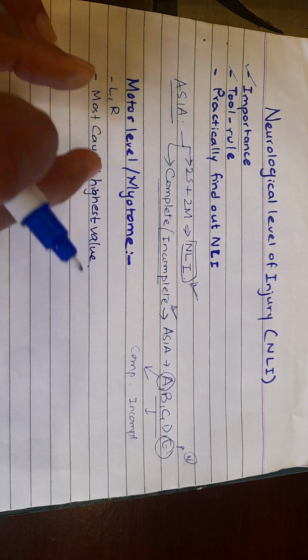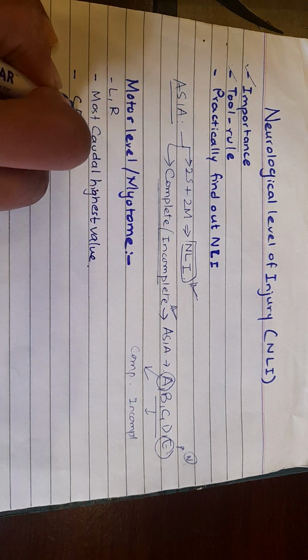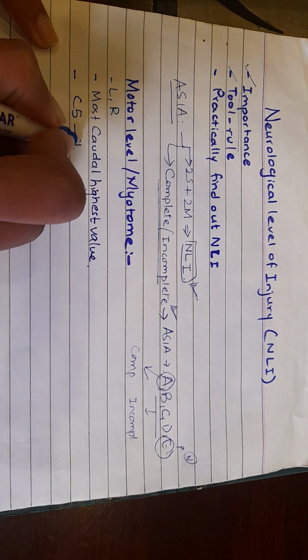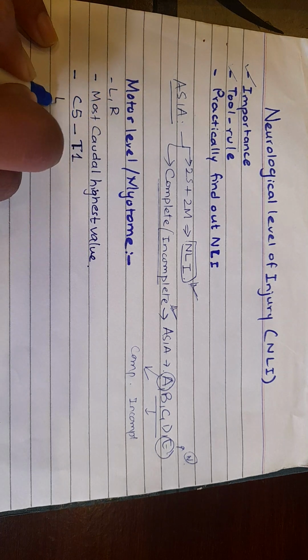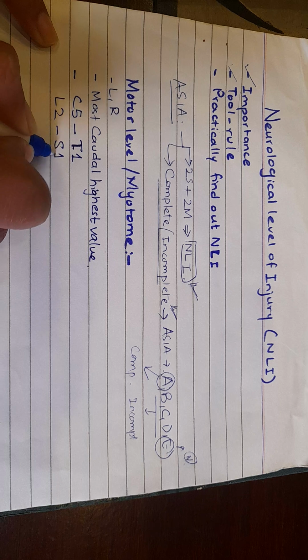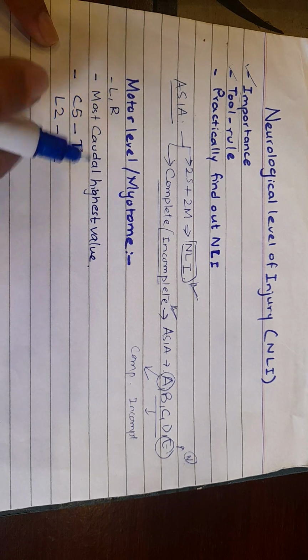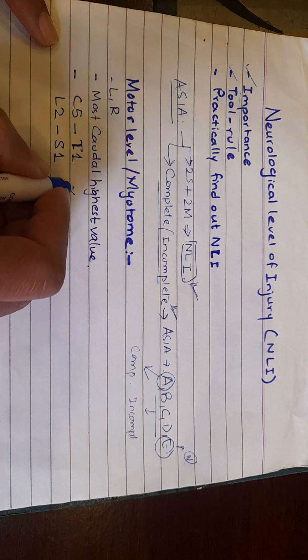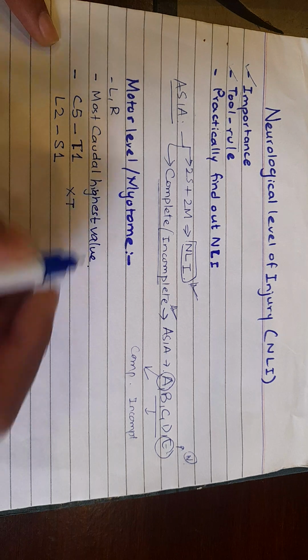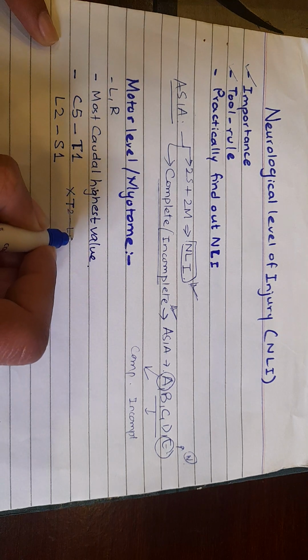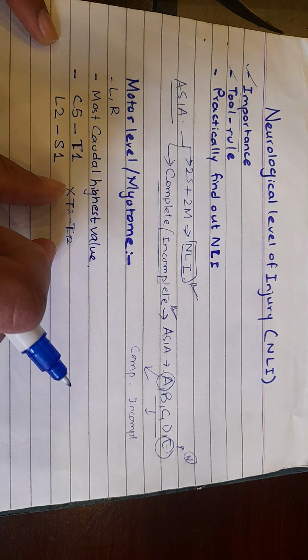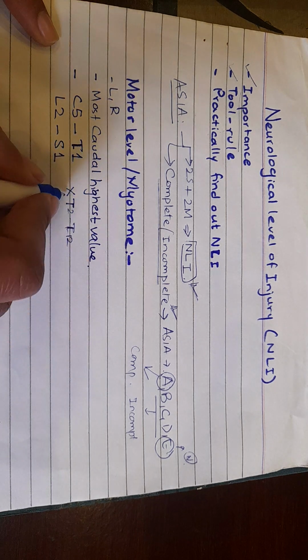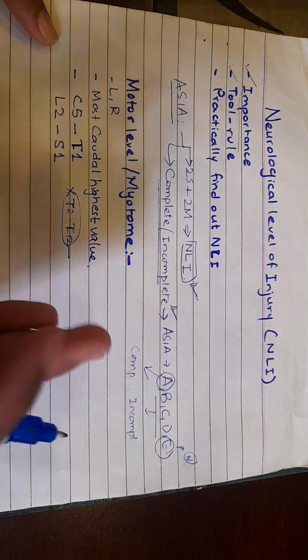Now what else is there? As you know, the motor level starts from C5 to T1 for the upper limb, and then from L2 to S1 for the lower limb. So here it means that we don't consider any thoracic level from T2 to T12. They are not included here. Okay, so what does it mean? Shouldn't we consider these levels? No, but we are going to consider the thoracic levels via the sensory level.